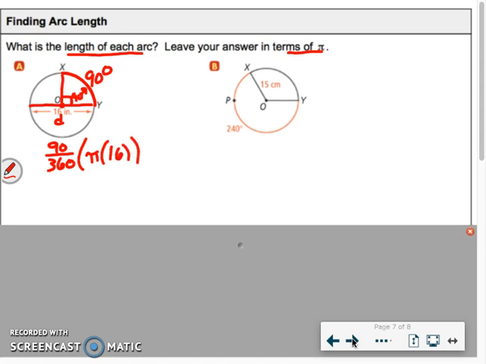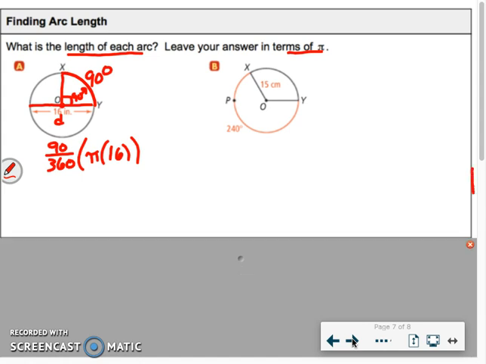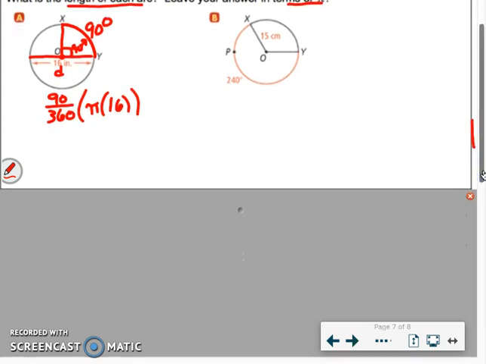So really the length of this is saying, I might simplify this down to 1/4. The question is 1/4 of 16 times pi. We're leaving it in terms of pi, so all we need to do is take 16 divided by 4, and that arc length is 4 pi inches, the length from X to Y that time. Okay, let's try it again.